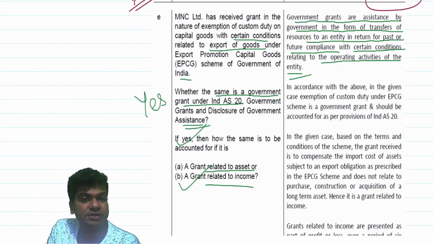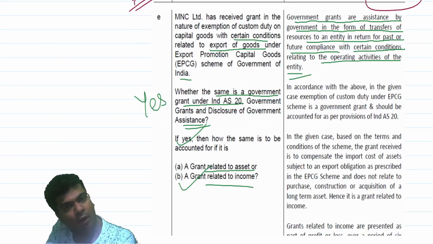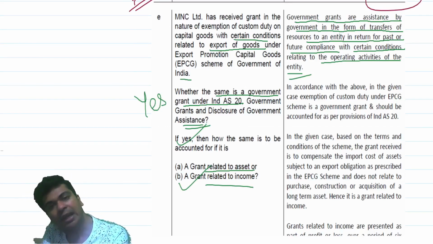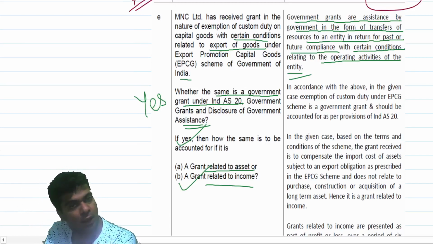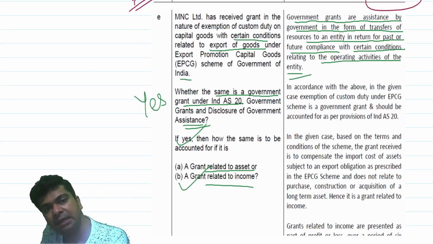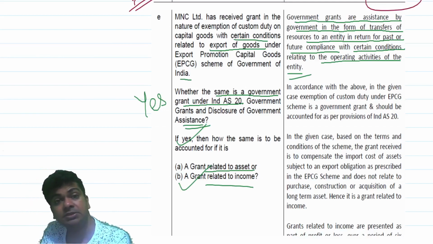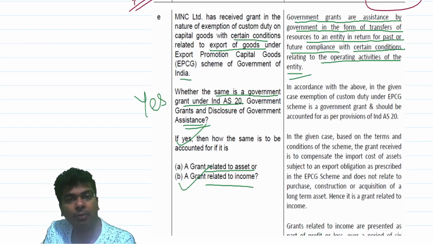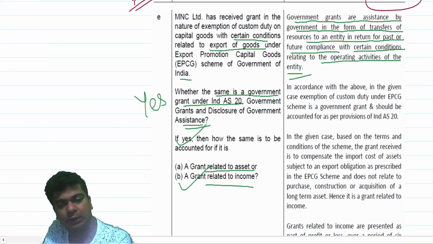if the import duty is getting refunded or the import duty payable is reducing, whatever it is, whether you are getting it in cash or it is by way of reduction in the liability, that does not matter. Ultimately, there is a transfer of resources. Conditions are attached. Okay, this EPCG scheme definitely will have conditions which you need to fulfill, and it is definitely relating to the operating activities. It is indeed a government grant.